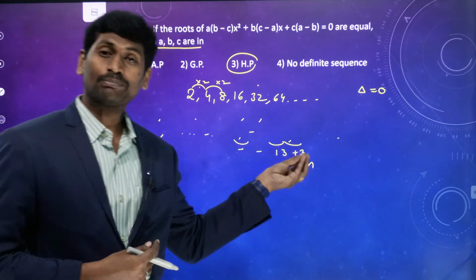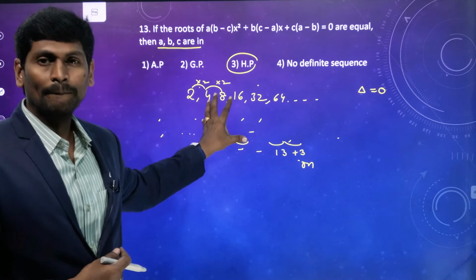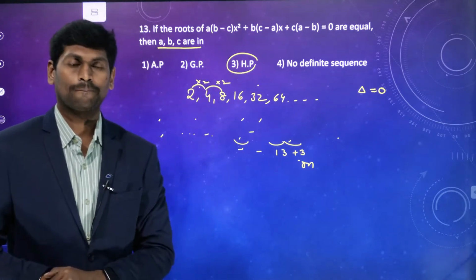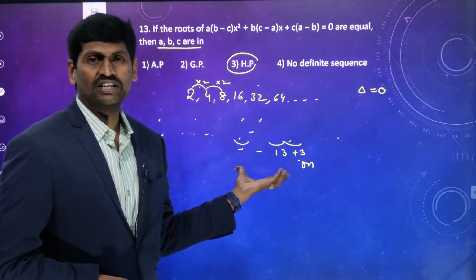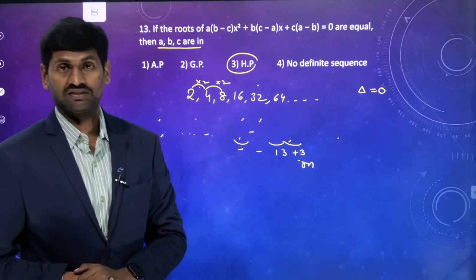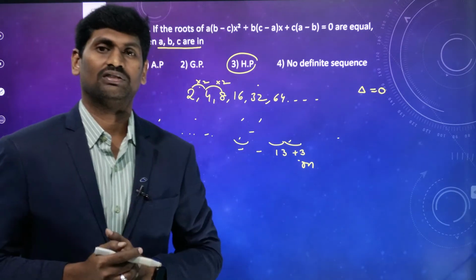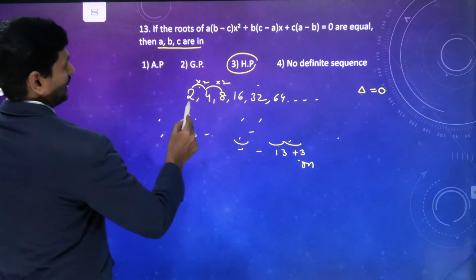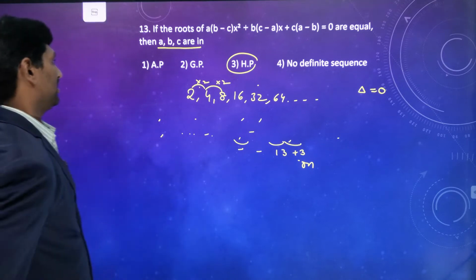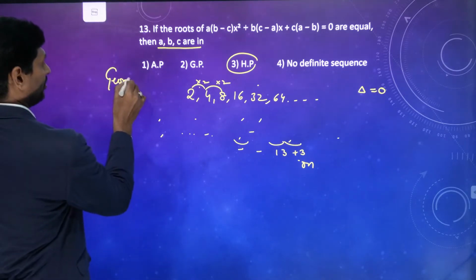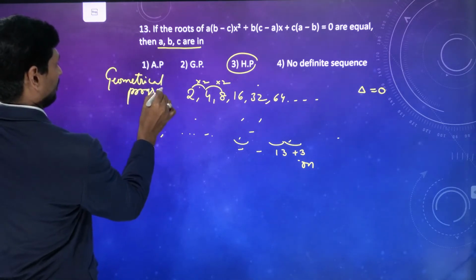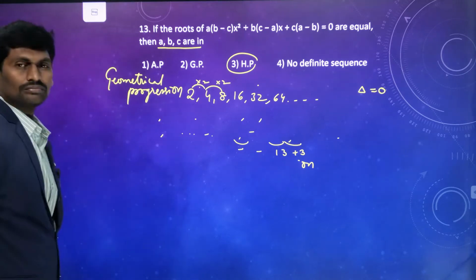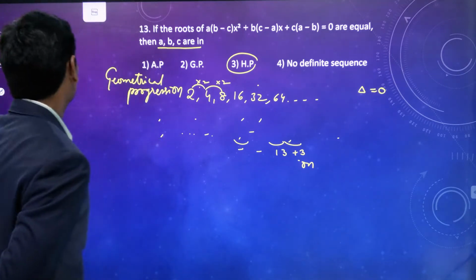That means here we are multiplying by a fixed number. That fixed number is called the common ratio. Where we are adding or subtracting a fixed number, that is called the common difference between two numbers. So this type of pattern is called geometrical progression. Here GP means geometrical progression. Okay? This is about that.